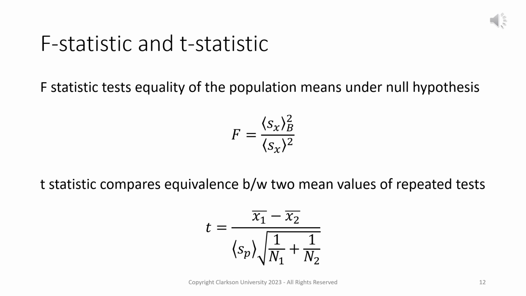We briefly mentioned the F statistic and T statistic. The F statistic tests the quality of the population means under a null hypothesis, and the T statistic compares equivalence between two mean values from repeated tests.